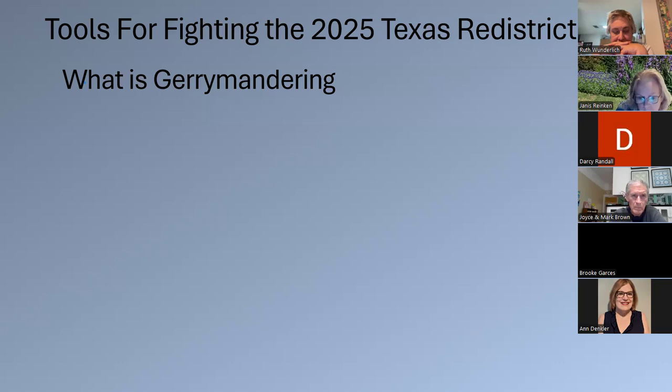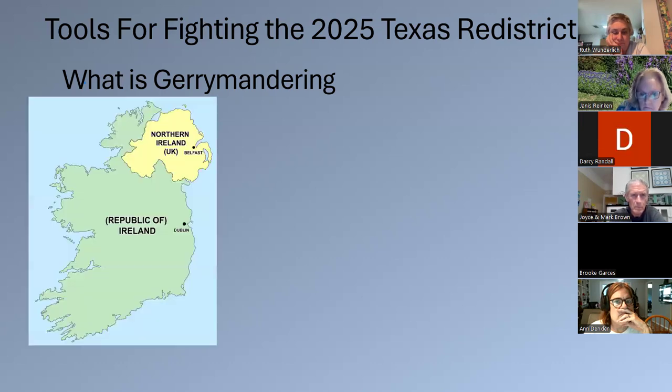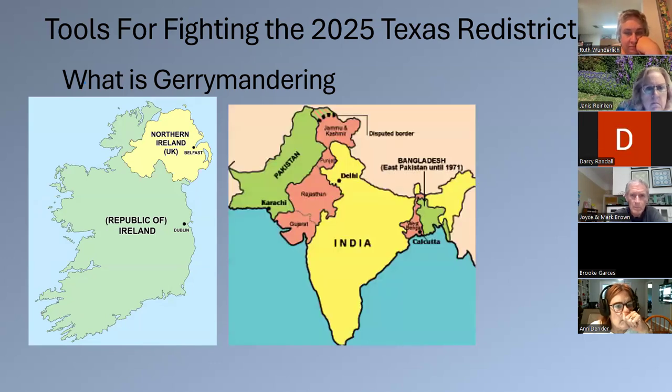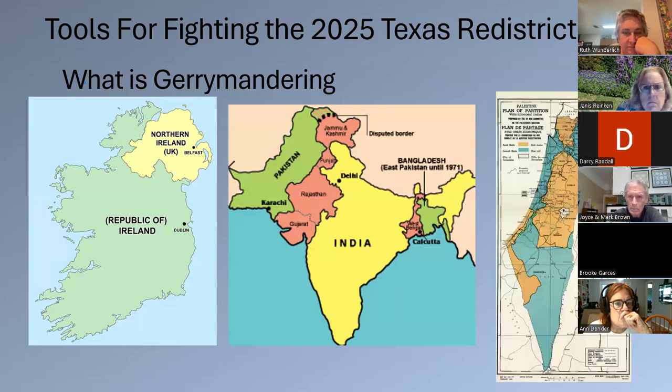Actually, there's MUDs which will try to have their official tax area, not their full MUD area, so that they can control the vote. It's actually also used in drawing country lines, and I have 3 examples here. Ireland and Northern Ireland is a type of gerrymander. So was India and Pakistan, and so was Israel and Palestine.